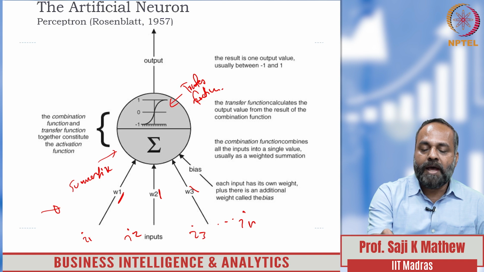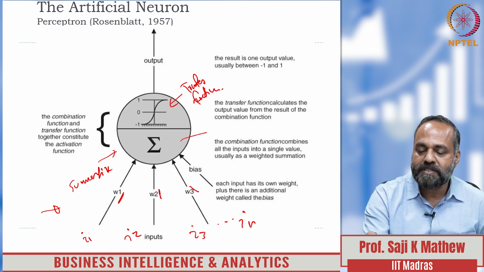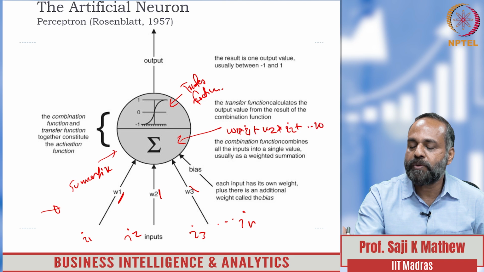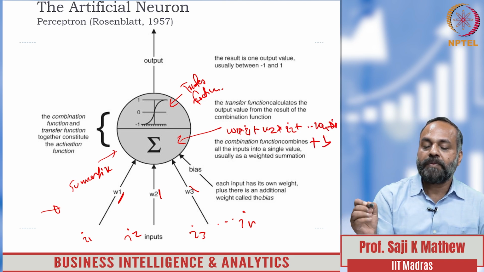And what happens at the summing compartment is that it generates the weighted sum of the inputs, or in other words, this will output W1 times I1 plus W2 times I2 plus Wn times In plus the bias, whatever.